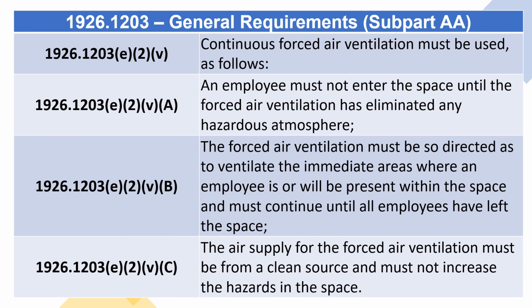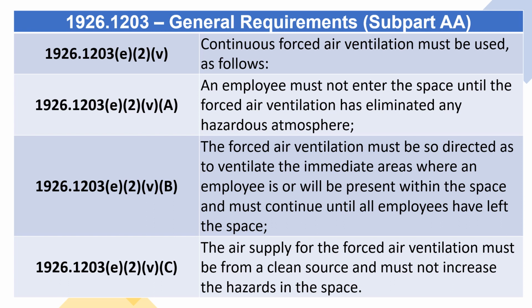1926.1203(e)(2)(v). Continuous forced air ventilation must be used, as follows, (A) through (C). An employee must not enter the space until the forced air ventilation has eliminated any hazardous atmosphere. The forced air ventilation must be so directed as to ventilate the immediate areas where an employee is or will be present within the space and must continue until all employees have left the space. The air supply for the forced air ventilation must be from a clean source and must not increase the hazards in the space.